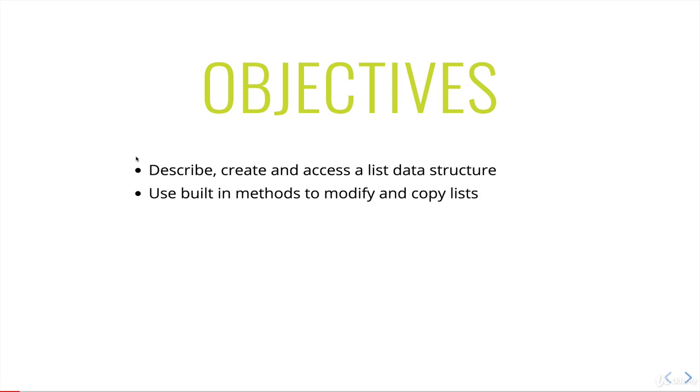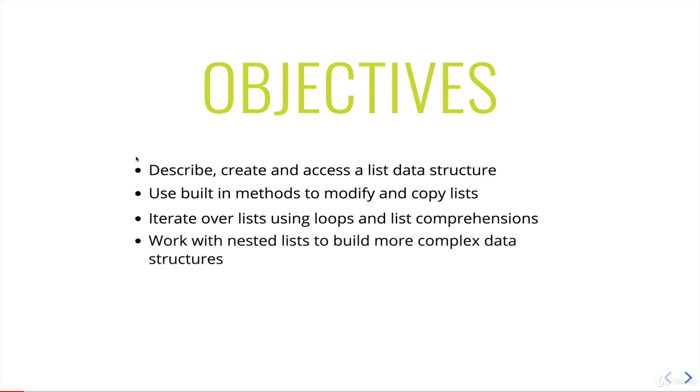So we've seen things like print or random.randint. Well, lists have a ton of their own built-in methods that we can use to do all sorts of things. Sort, add new items, delete items, cut lists in half, all sorts of things. Then we're going to learn to iterate over lists using loops and something called list comprehensions. So I'll leave that one at that for now. And then finally, we'll work with nested lists to build more complex data structures.